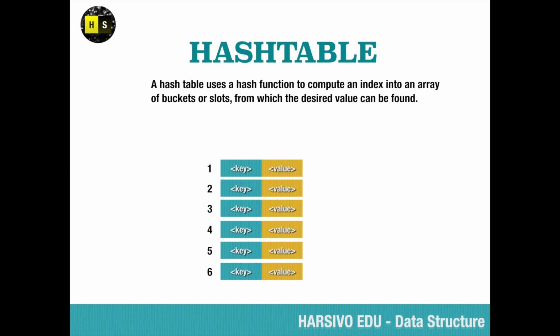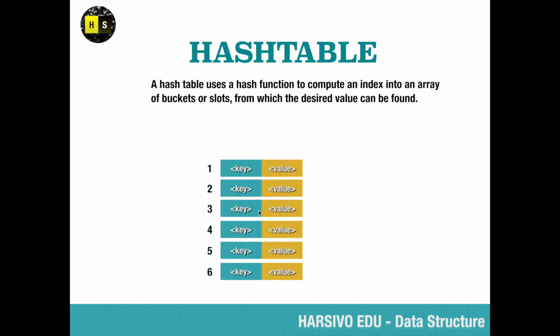Okay, hash table. Another very good data structure which you will be using a lot in your programming is the hash table. A hash table uses a hash function to compute an index into an array of buckets or slots from which the desired value can be found. So a hash table is a key value type of data structure where you can store your value for a key, and this location can be found using a hash function.